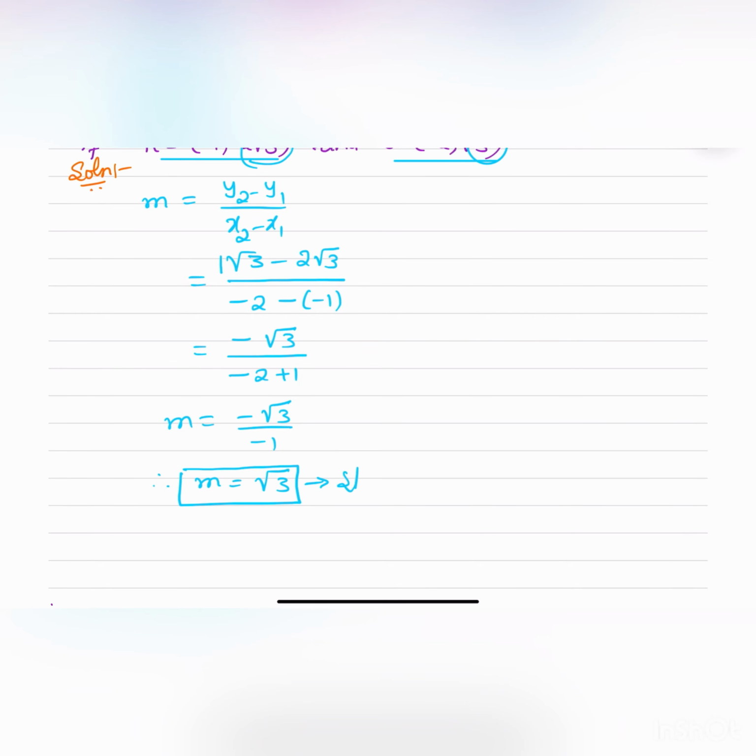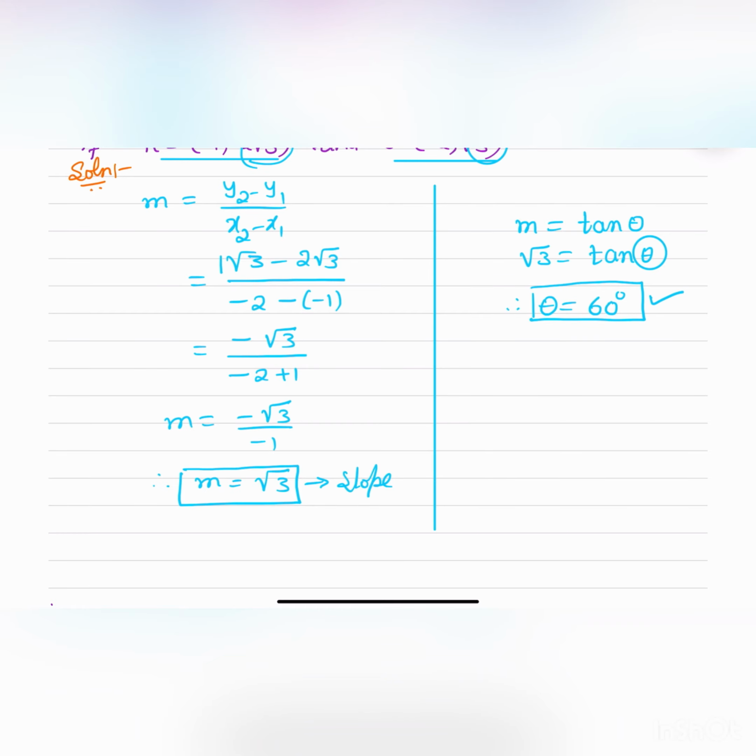Now we need to find out the inclination, that is theta. Slope is equal to tan theta. Now slope is √3, that is equal to tan theta. We need to find out the inclination, that is theta. Therefore, theta is equal to 60 degrees. Tan 60 is equal to √3. So, theta is equal to 60 degrees.